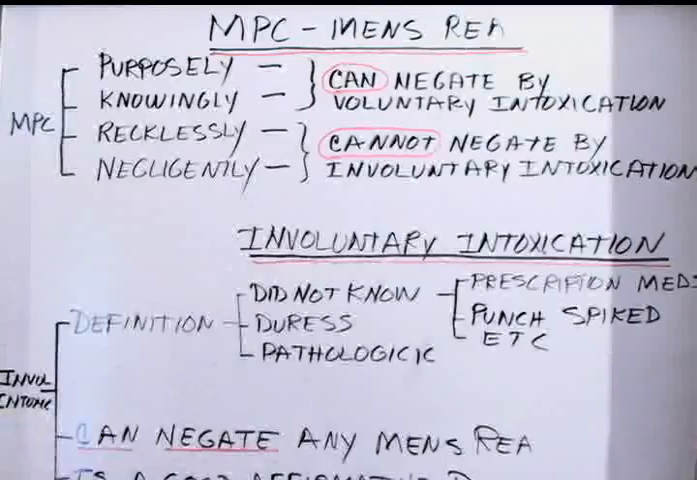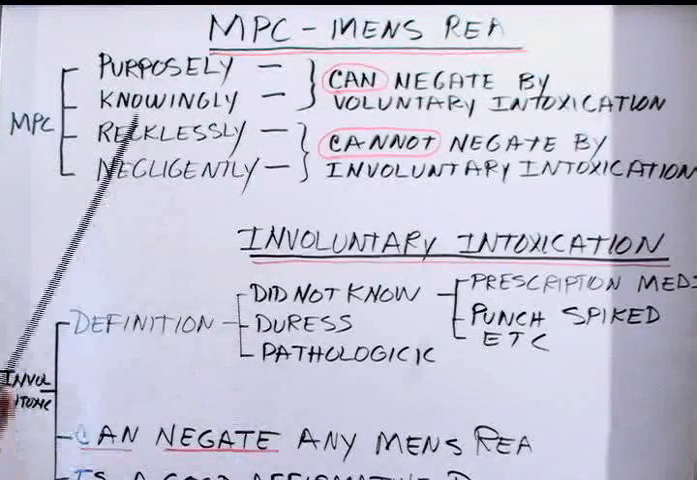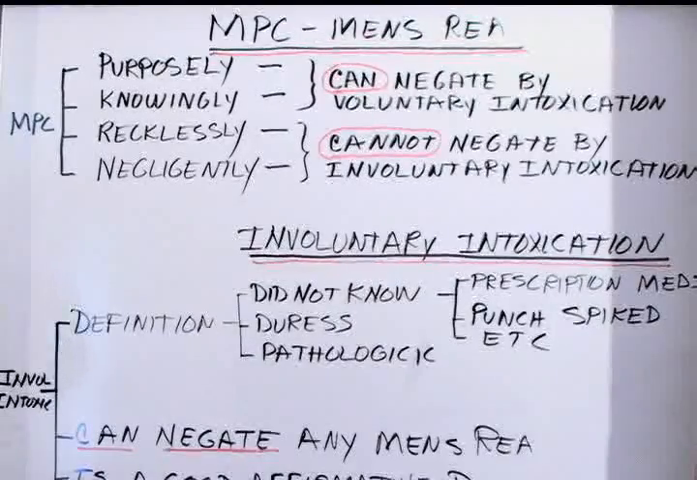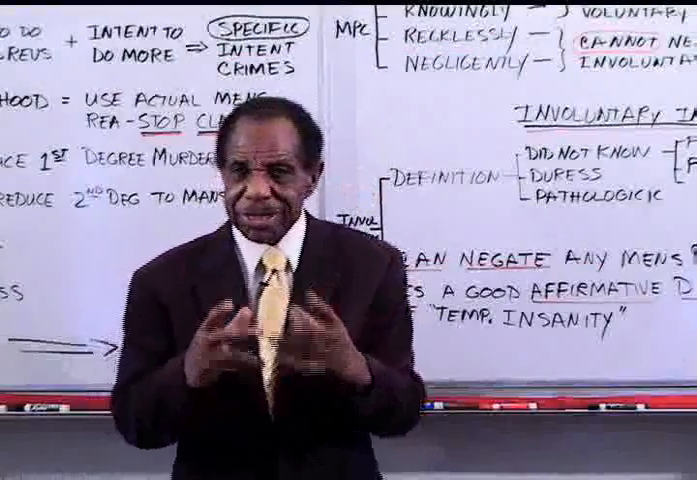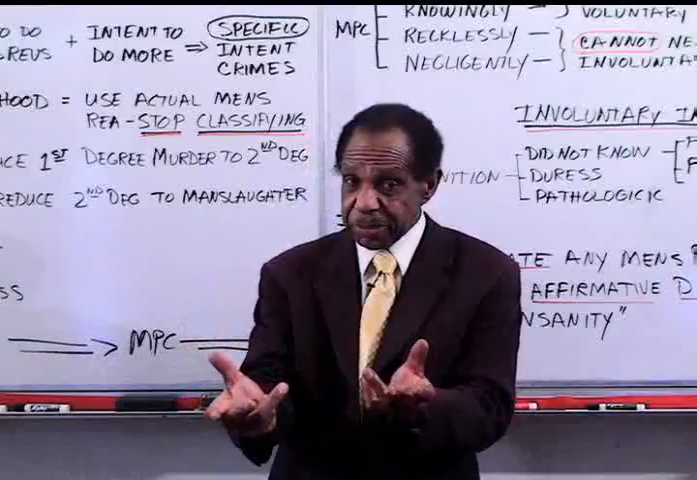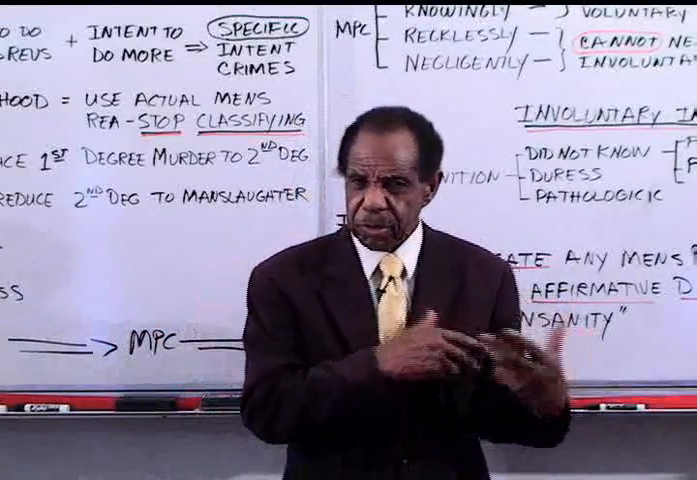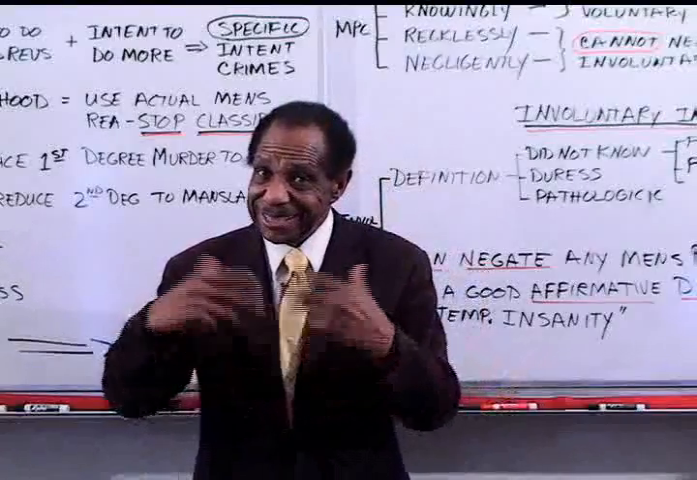Purposely and knowingly kind of make up the old intent, because when you say someone intended to do something, there's really two components to that. This is the way the Model Penal Code people look at it. There's really two components to that intent.